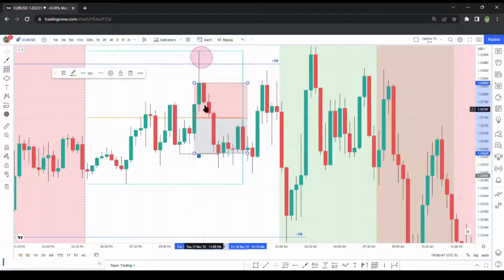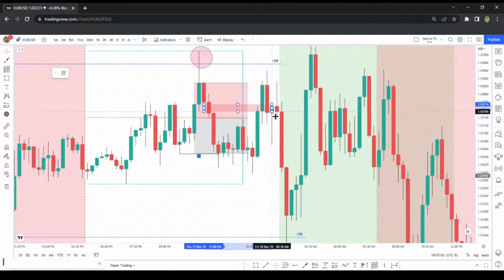Since we are going to sell from the premium to the discount, we want to look for anything above 50%. This right here is the 50%. I don't know if I'll get to that, but this is the fair value gap we're going to be selling from. I think let me use a fib instead.